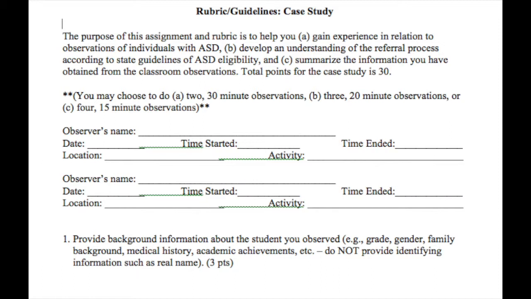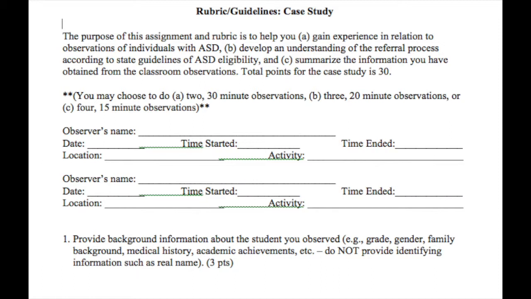So you want to look at those three things and see maybe the strengths and weaknesses of the child in that area, how other individuals interact with the student with ASD, and how the student with ASD interacts with them, and how the teacher interacts with the student as well.